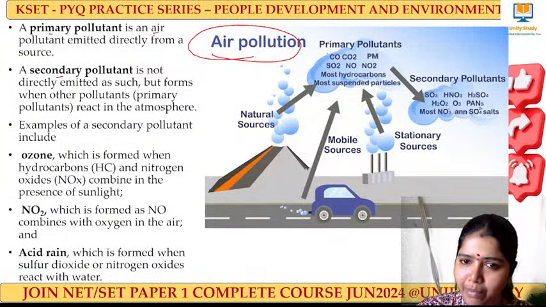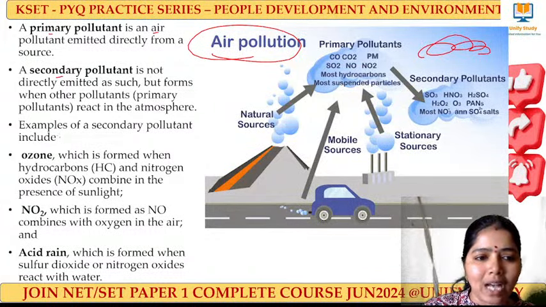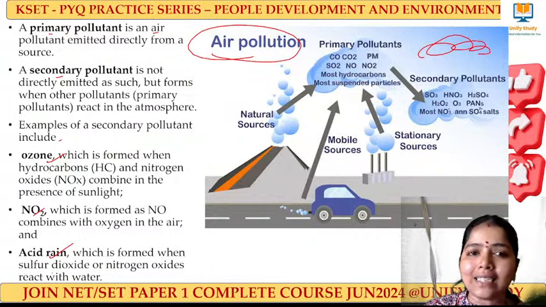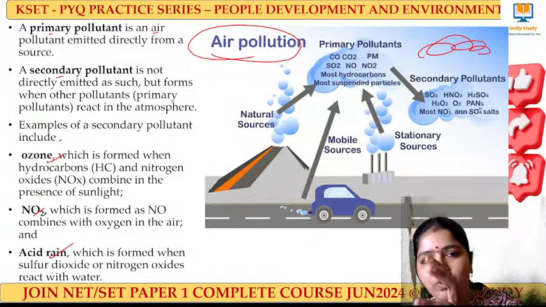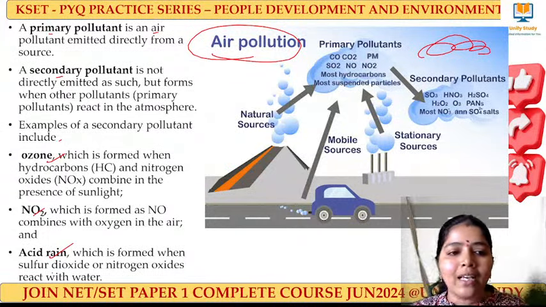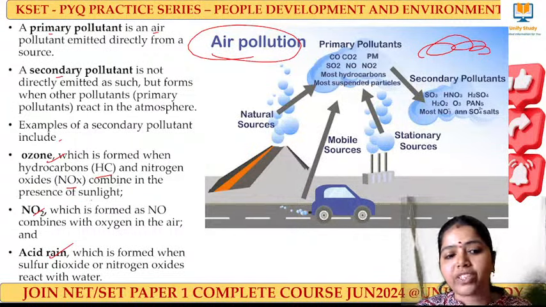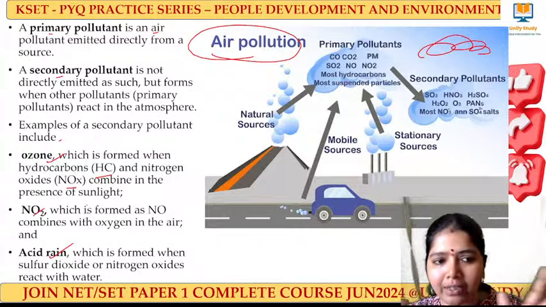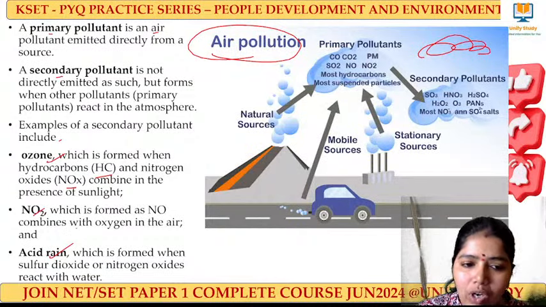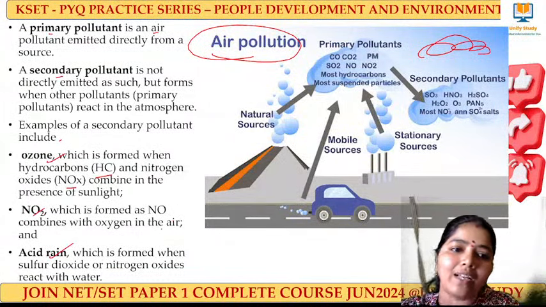See here, this is a primary pollutant, and it reacts with the atmosphere and creates a secondary pollutant. Examples like ozone, nitrogen dioxide NO2, acid rain, all these are called secondary pollutants, because they react with the atmosphere. In the atmosphere we have water vapor or other gases, and they react. For example, ozone is formed when hydrocarbons and nitrogen oxides combine in the presence of sunlight. NO2 is formed as NO combines with the oxygen in the air.